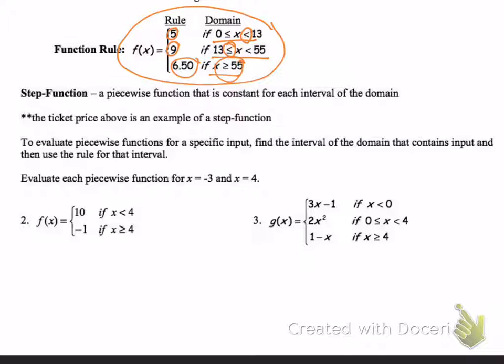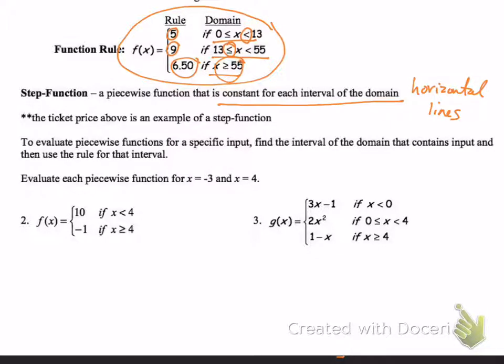So a step function is just a piecewise function that is a constant for each interval. So you have a bunch of horizontal lines. That's what a step function is. We're going to start seeing ones that are not just step functions, but they have slopes and things like that.